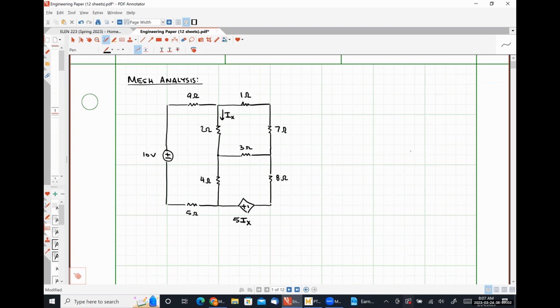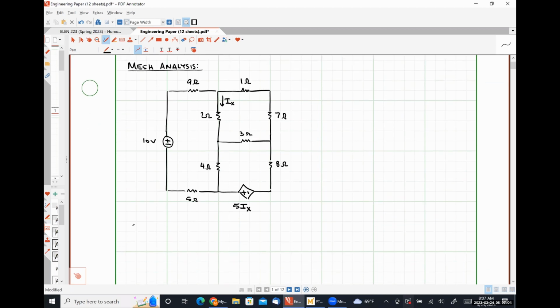So our first step in mesh analysis will be to identify our meshes. So who can remember what a mesh was from the first day of class? A mesh isn't any closed loop. It's any closed loop that doesn't contain a smaller closed loop. So this circuit contains exactly 3 meshes, right? So we're going to have this mesh.